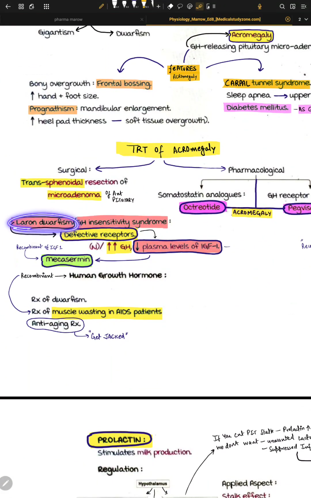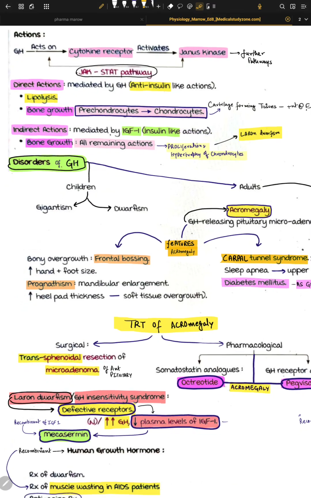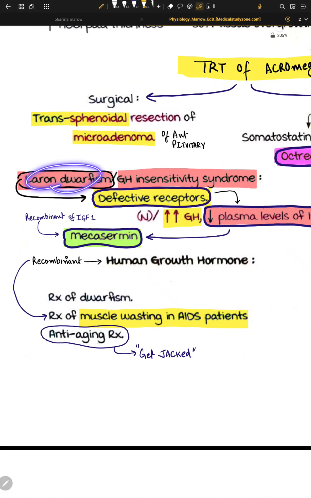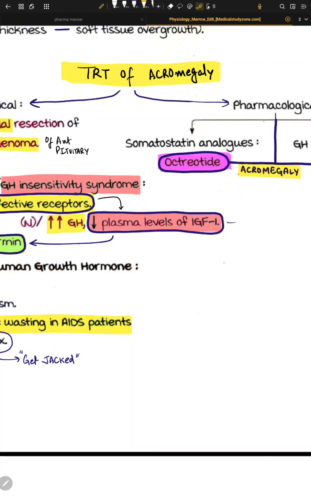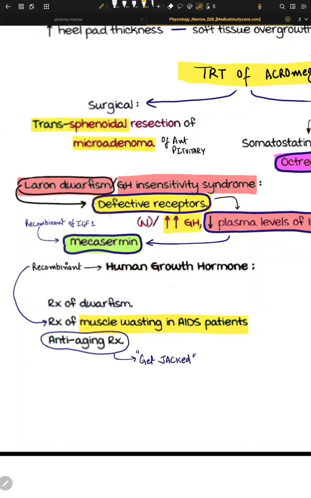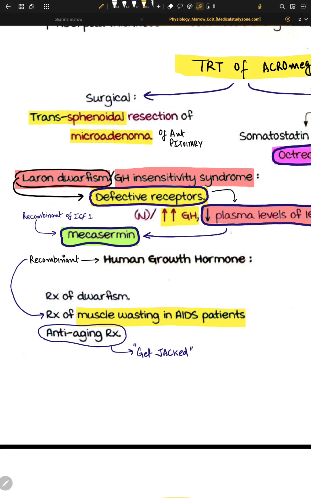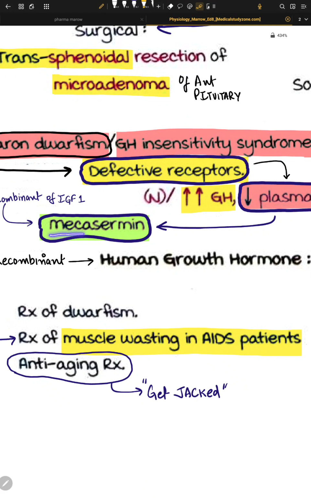Okay, so Laron dwarfism, I already told you. If you have low levels of IGF-1, you will have Laron dwarfism. It's just like type 2 diabetes, a GH insensitivity syndrome: normal or increased levels of GH in the body, but the receptors are not working, so it's like having no growth hormone. So low plasma levels of IGF-1 lead to this dwarfism, with defective receptors. Then you have to give this person something called mecasermin. What?